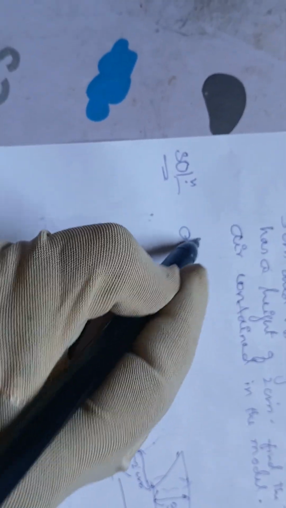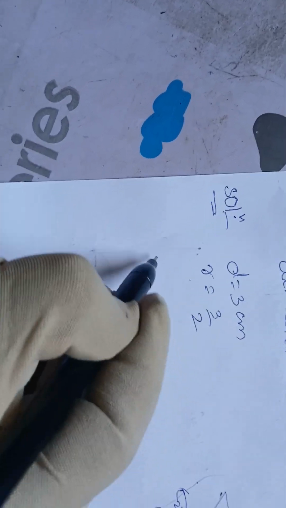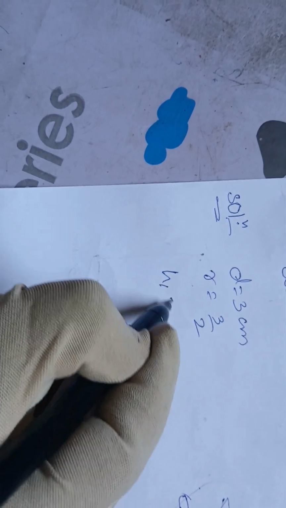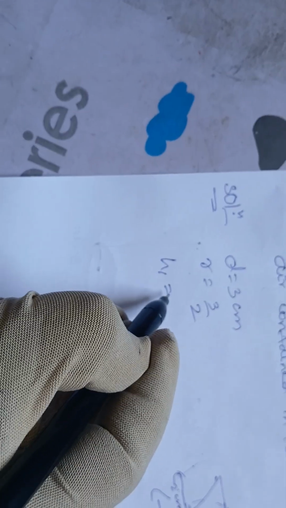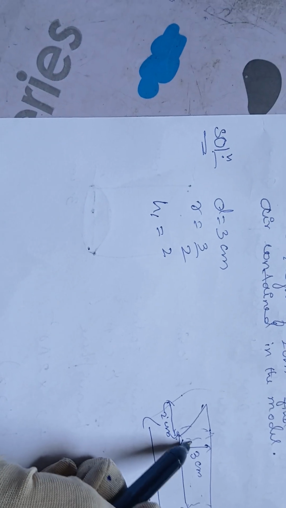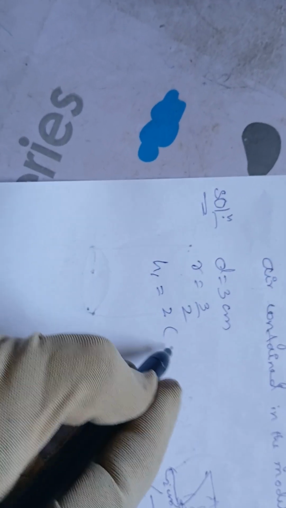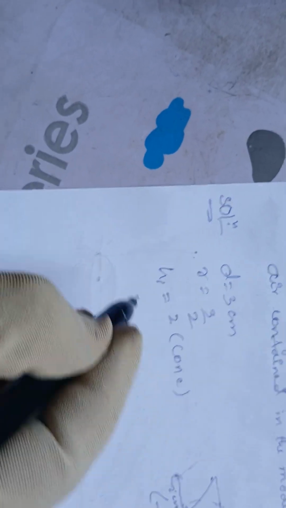Diameter D is equal to 3 centimeters, so R is equal to 3 by 2. There are two heights here: H1 is the height of the cone, and H2 is the cylinder height. So we will take H1 for the cone, that is 2.